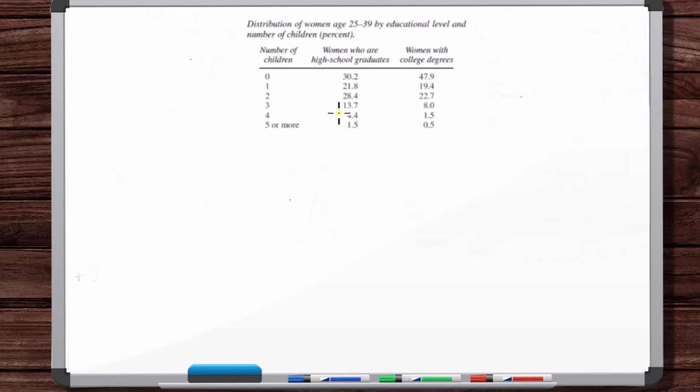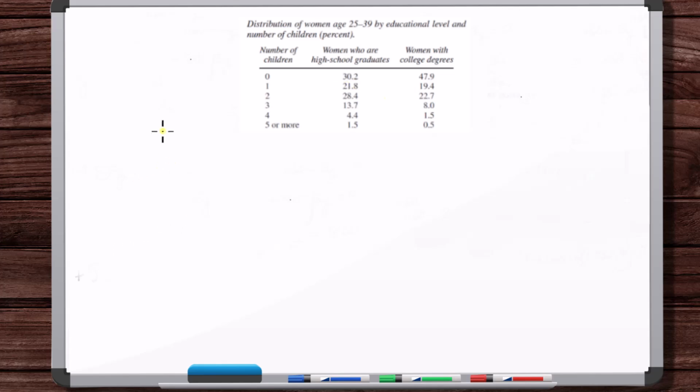There are 2 different histograms that we want to draw, because this chart gives the women aged 25 to 39 by educational level and number of children. They give us the percent breakdown of the number of children. So this is a distribution table, but there are 2 separate variables. They give us data for women who are high school graduates and women with college degrees. And they've got the percentages already calculated, right? This is a distribution table.